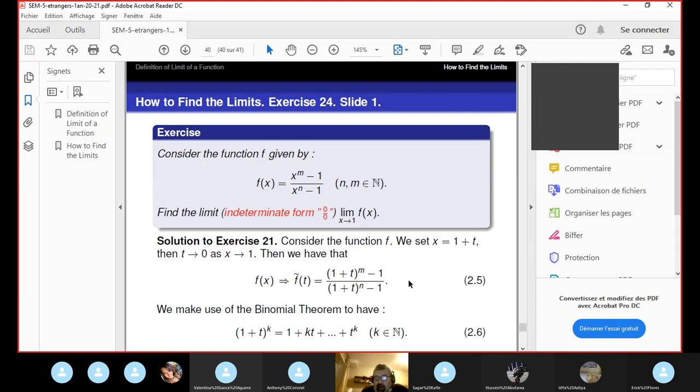So, you see, now we have that n and m are natural numbers. So in this case, we can make use of the binomial theorem. By this binomial theorem, you have that 1 plus t to the power k is the sum given by 2.6. Now we will finish in 5 minutes, but you can find the formulation of this theorem, and you will have that 1 plus t to the power k, k a natural number, is 1 plus kt plus so on plus t to the power k. You have to believe me if you do not remember this theorem.